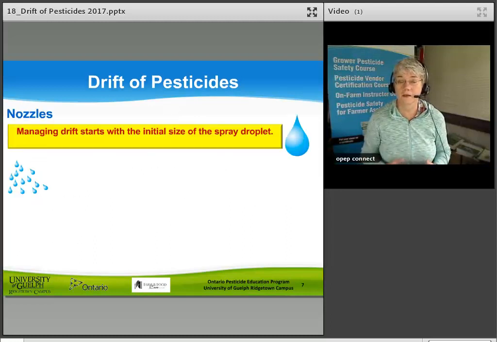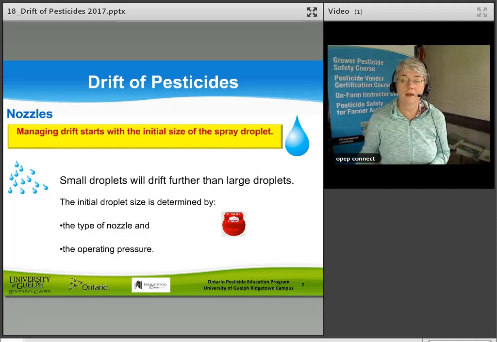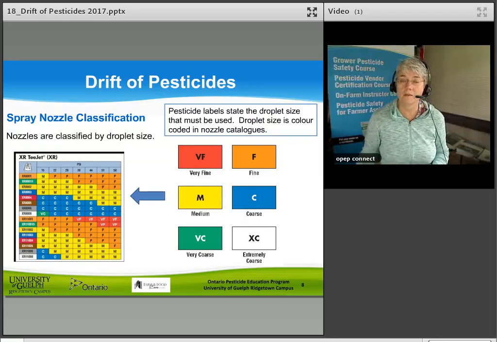So first, the nozzles. The nozzles are the most important way to manage drift. Managing drift starts with that initial size of the spray droplet when it comes out of the application equipment. And small droplets drift further than large droplets. The initial droplet size is determined by the type of nozzle and, of course, the operating pressure it must run at. So we need larger droplets, so we need to use nozzles that will produce those larger droplets.